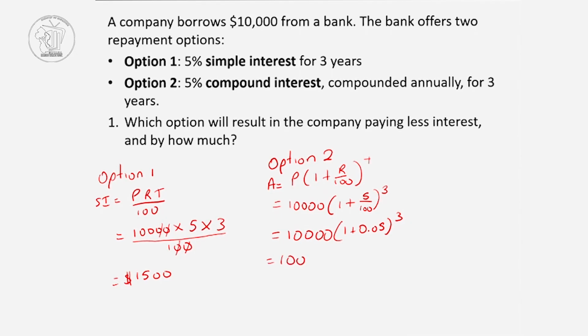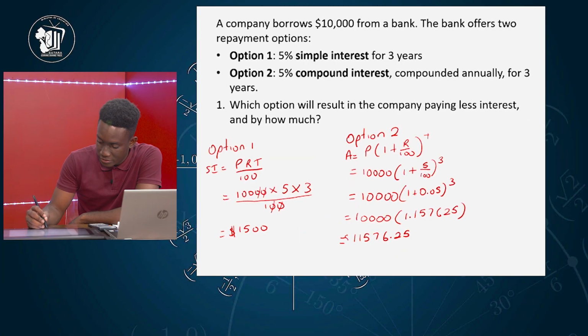This would be 10,000 multiplied by, so when we add 1 plus 0.05, that would give you 1.05 all raised to the third power, this would give me 1.157625, and I multiply this by 10,000, I will get $11,576.25. And this will be the amount.